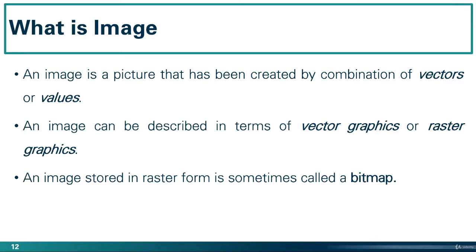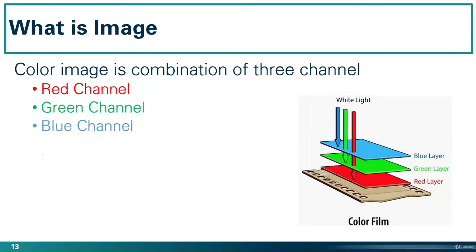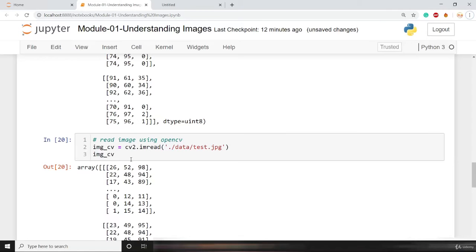Now let me give the definition of the image. An image is a picture that is created by a combination of vectors or values. As you can see, when you load an image, you have some list of arrays, those are vectors, and each and every image is described in terms of graphics. Meaning if you render each and every value, you'll get a certain color. Generally, images are stored in bitmaps, 8-bit array, 16-bit array, or 24-bit array, and so on. An image is a combination of 3 channels: red channel, green channel, and blue channel.